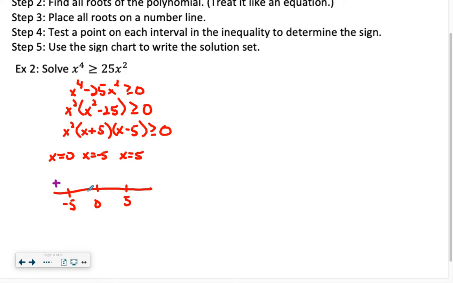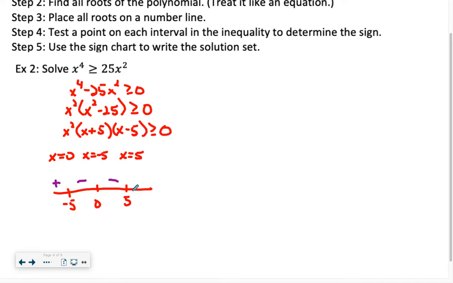Plug in a value in between -5 and 0, say -1. So -1 squared is positive. -1 plus 5 would be positive. And -1 minus 5 would be negative. So positive times a negative is going to be negative. Plug in a value between 0 and 5, say 1. If I plug 1 in, I'll have a positive, positive, negative. Multiplying those together would get me a negative.